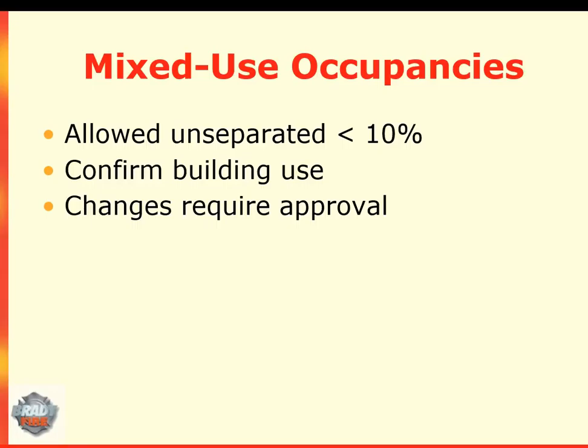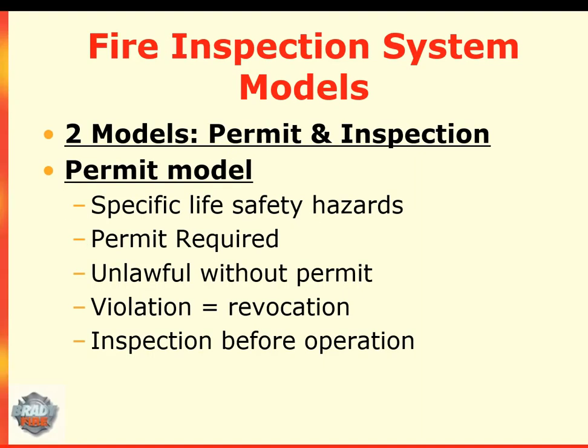Inspectors must pay particular attention to F1 factories, S1 storage, and M mercantile facilities. These can become H use by exceeding permitted quantities of hazardous materials. Inspectors must confirm the building use matches the certificate of occupancy, and changes in use require construction official approval or code conformance. There are two models for inspections: the permit model and the inspection model.